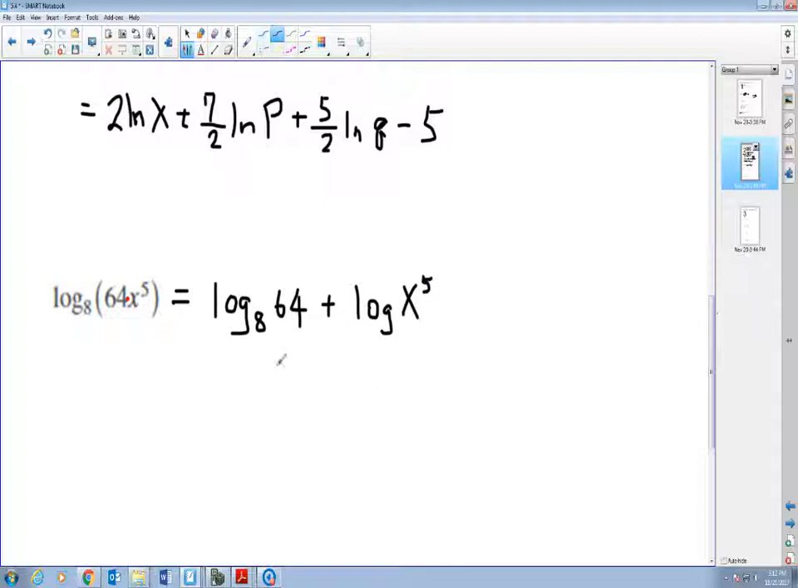Now I'm going to look at the 64 as 8 squared. The base 8 and the base of the logarithm cancel each other out, so that leaves me with my first term as just a 2. Second term, bring the exponent 5 to the front, drop it down. That will be 5 times log with the base 8 of x.